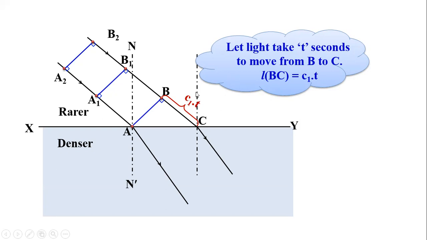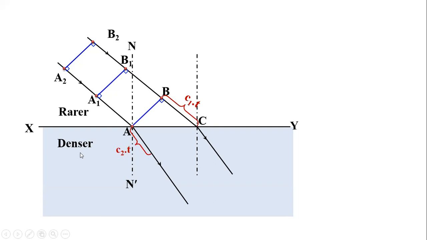Initially, I have explained to you that the velocity of light in the rarer medium is what? C1. So velocity into time is distance. So it is C1t. Now, the velocity of light in the denser medium is C2, and C2 is less than C1.